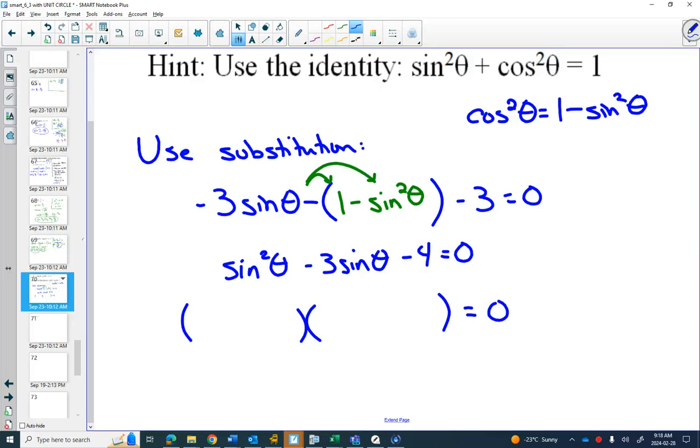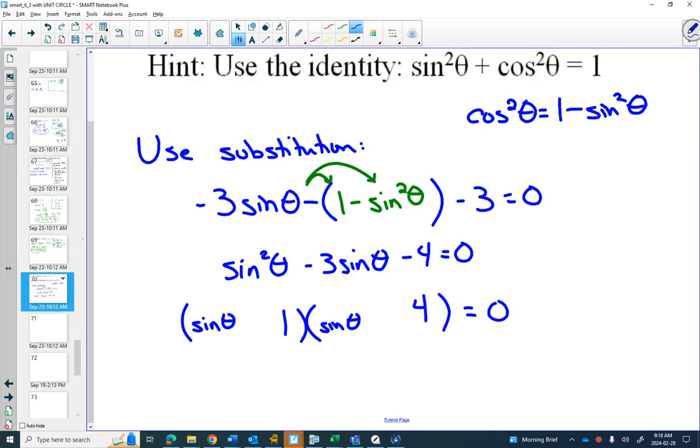Okay, the only way to get sine squared theta would be sine theta and sine theta. Now, the last term is 4, and there are some options there. It can be 2 and 2 or 1 and 4. But we need the outside and the inside to make 3. Can you see if you choose 2 and 2, your outside's 2, your inside's 2, you'll never make 3 with 2 and 2. It's going to have to be 1 and 4.